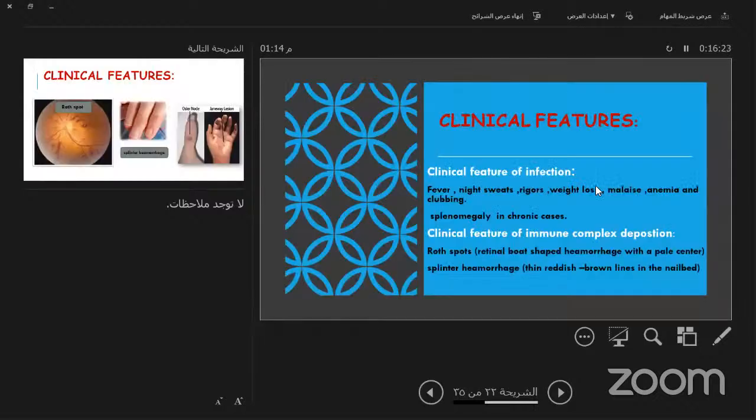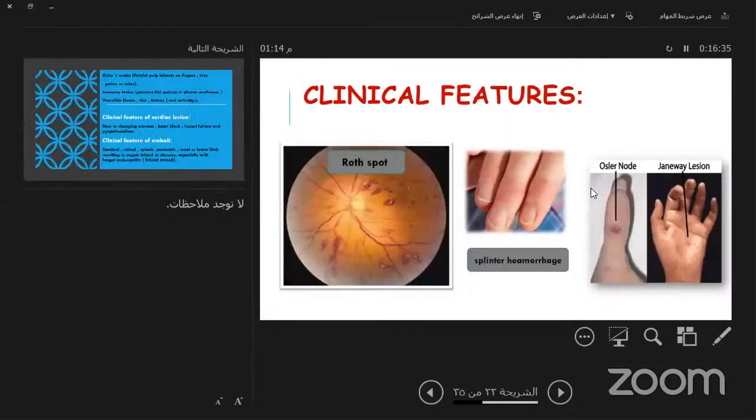Clinical features of infection: fever, night sweat, rigor, weight loss, myalgia, anemia, and clubbing, with splenomegaly in chronic cases. Clinical features of immune complex: Roth spots, which are retinal flame-shaped hemorrhages with a pale center; splinter hemorrhage, which is a thin reddish-brown line in the nail bed; Osler nodes, painful bulb infarctions in the finger; or Janeway lesions, which are painless erythema in the palm.